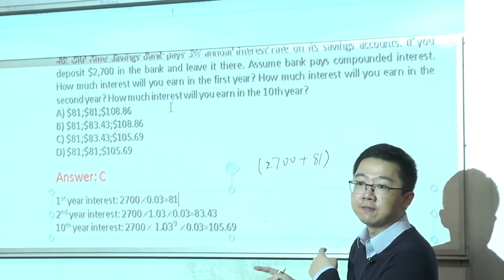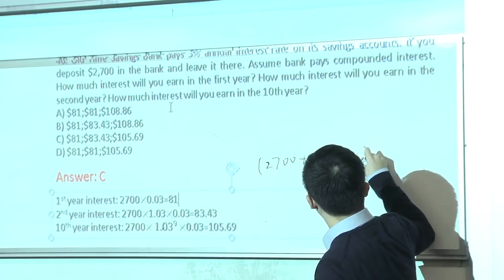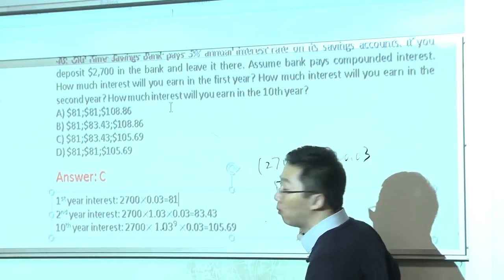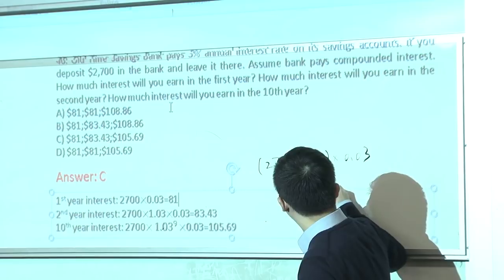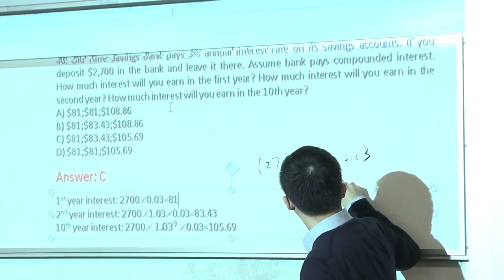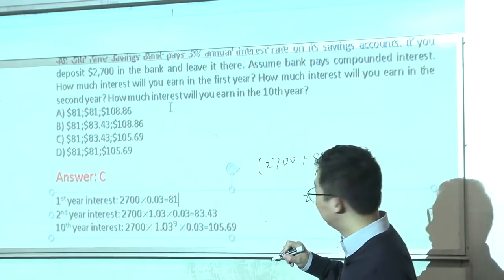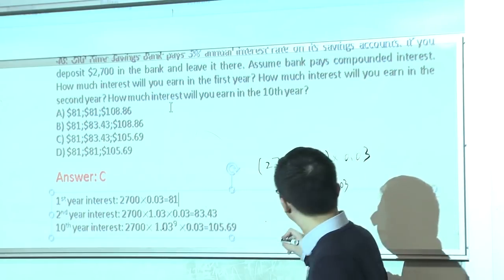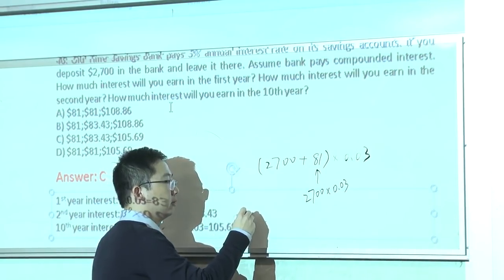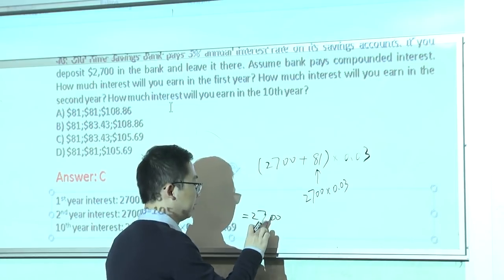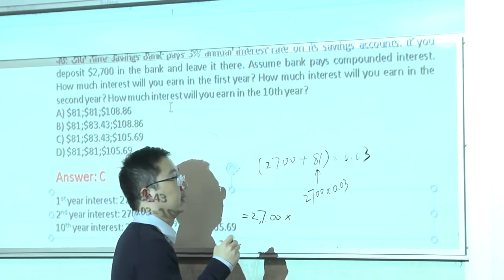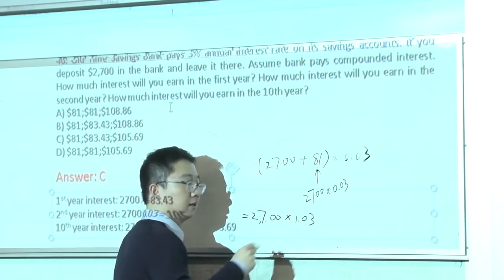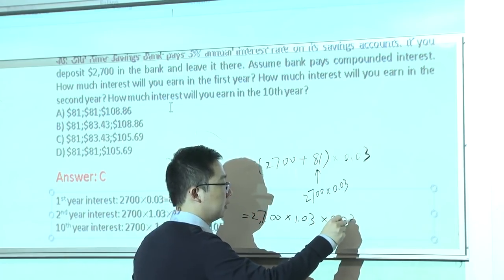Okay, you earn interest on top of that, multiplied by the interest rate, which is equivalent to that. Why is it equivalent to that? Because 81 is what? It is 2,700 multiplied by 0.03, right? And we'll pull that 2,700 out of the parentheses. Okay, it's equal to 2,700 multiplied by 0.03, right? Pull that 2,700 out of the parentheses.